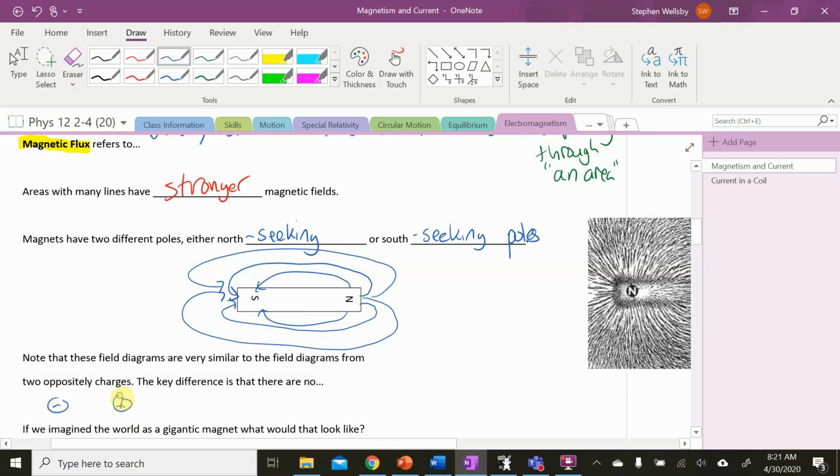Match it up with the magnet here. But when we were drawing field lines, we would draw them again going from positive to negative, and they would have this very similar shape that the magnetic field lines do as well. So they're going to be very, very similar to that.